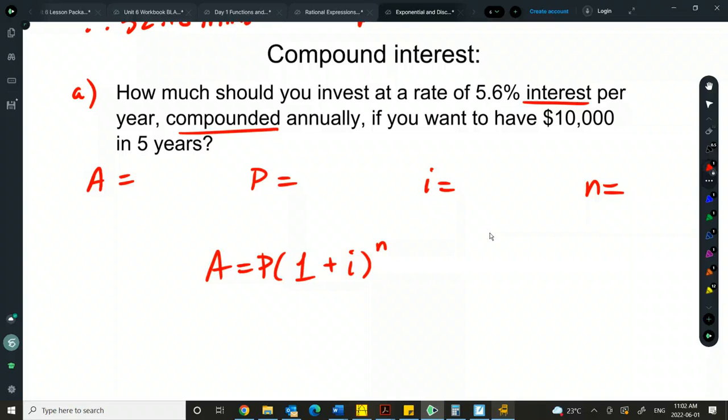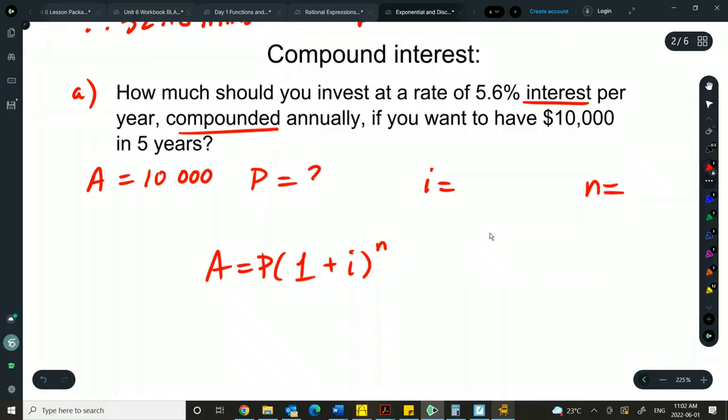Do I know the future amount here? Abby, what is it? Pardon? 10,000. We want to have 10,000 after 5 years. How much should you invest now? I don't know. That's the question.